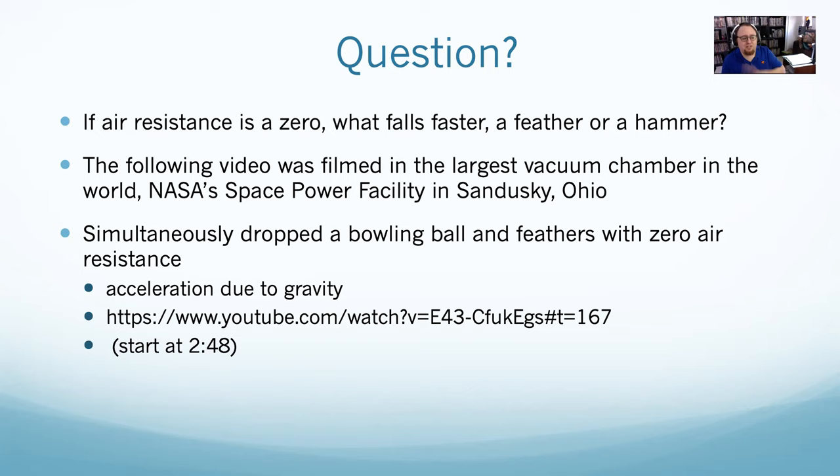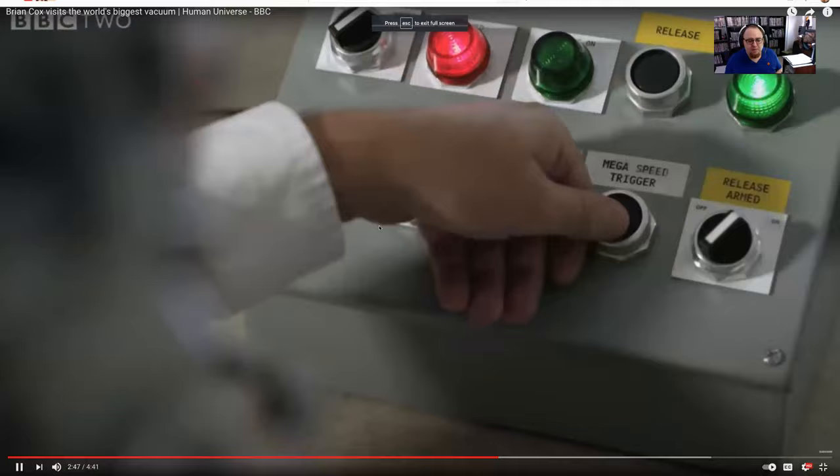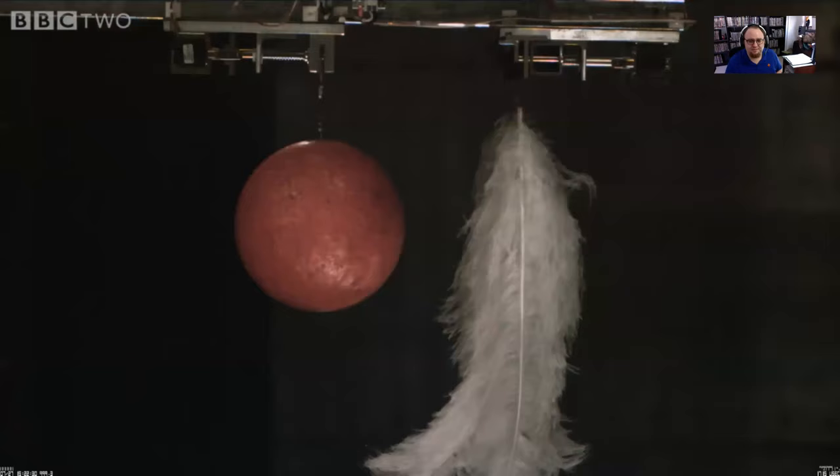So this video I'm about to show was filmed in the largest vacuum chamber in the world in Ohio. The general idea is they took this huge room and sucked all the air out, so there was no air in it at all. It's still on Earth though, so there's still gravity. And they simultaneously dropped a bowling ball and feathers. Now the video is in slow motion, so it's going to look like it falls slowly. But when we simultaneously drop both these things, one, release.